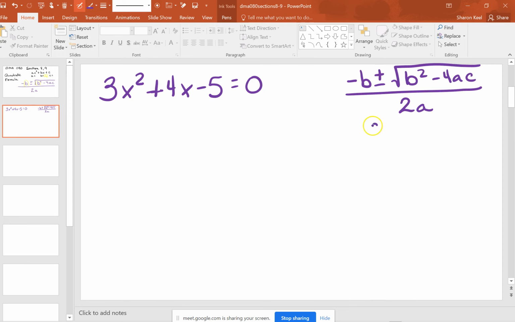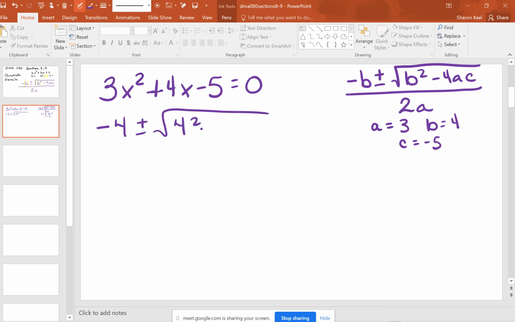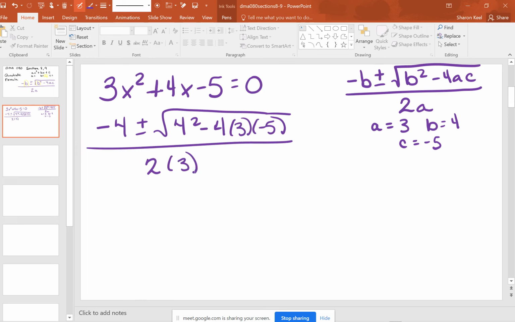What's going to happen is we're going to identify my A is a 3, my B is a 4, and my C is a negative 5. So what we're going to have is the opposite of 4 plus or minus the square root of 4 squared minus 4 times 3 times negative 5. All of this is going to be over 2, and the A is a 3. When I do a problem like this, I go ahead and this is still just negative 4.